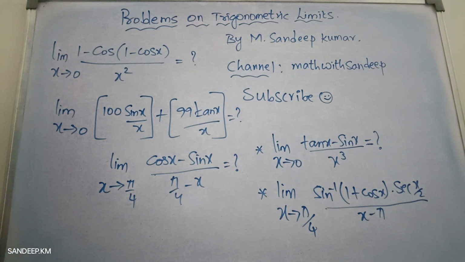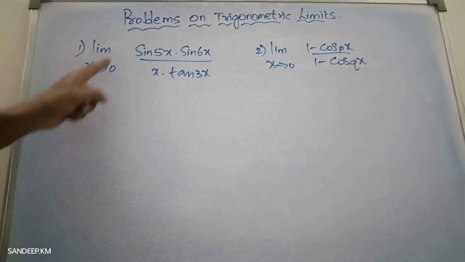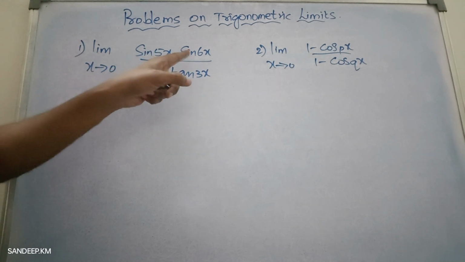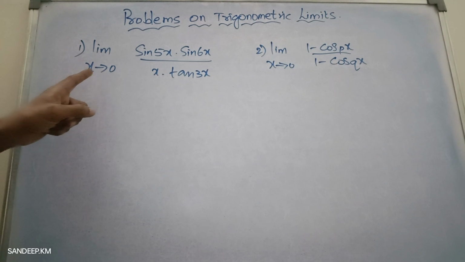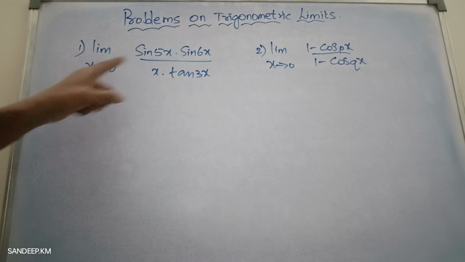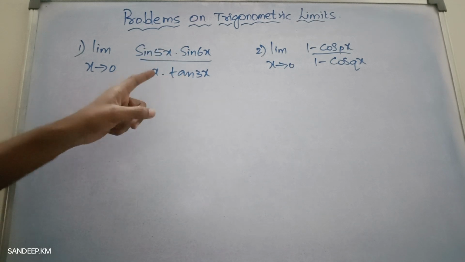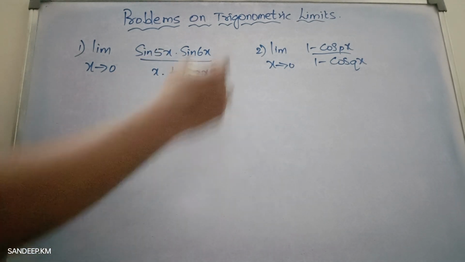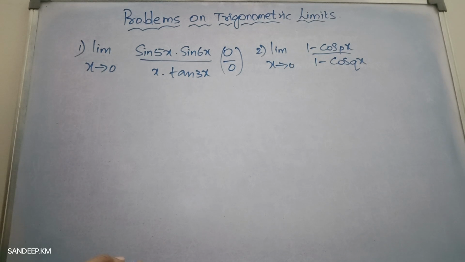Okay, yes. Here is the first question, very easy question. Limit x approaches 0, sin 5x into sin 6x divided by x into tan 3x. First of all, if I go with direct substitution and if I substitute x value as 0, it is sin 0 into sin 0 divided by 0 into tan 0. Of course, it is in the form of 0 by 0. Now let us start using the trigonometric limits.